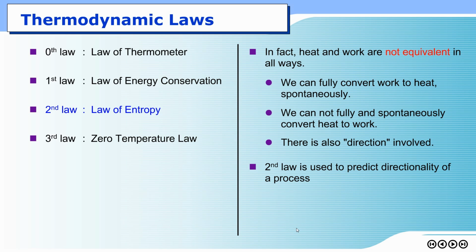So we are going to use the second law to predict the directionality of the process. There are two kinds of directionality. The first one is called spontaneous change. This is the change where it has a natural tendency to occur by itself. But please be clear that spontaneous change does not mean it has to change.